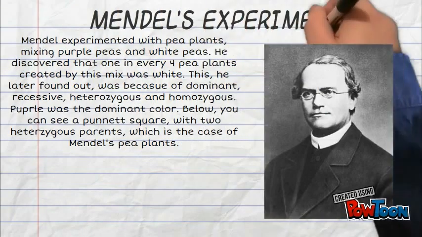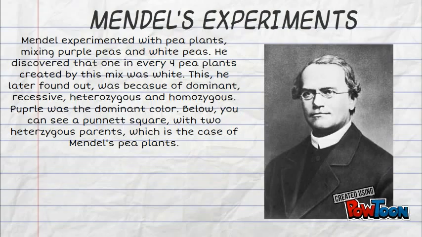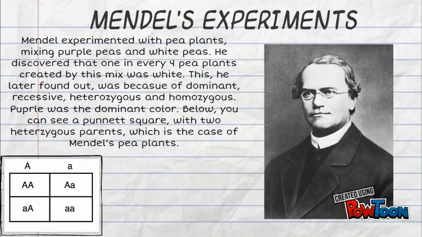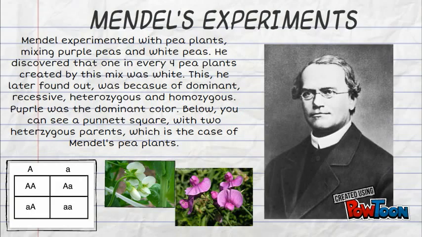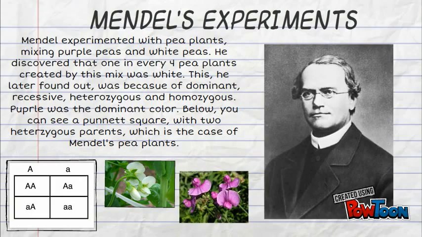Mendel's experiments. Mendel experimented with pea plants, mixing purple peas and white peas. He discovered that 1 in every 4 pea plants created by this mix was white. This, he later found out, was because of dominant, recessive, heterozygous, and homozygous. Purple was a dominant color. Below you can see a Punnett square with 2 heterozygous parents, which is the case of Mendel's pea plants.